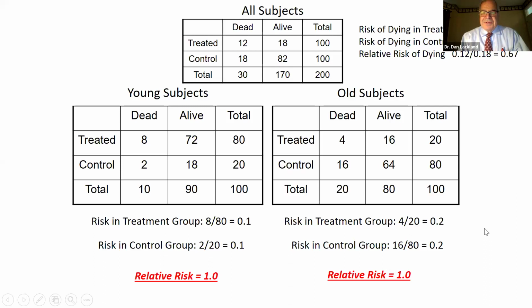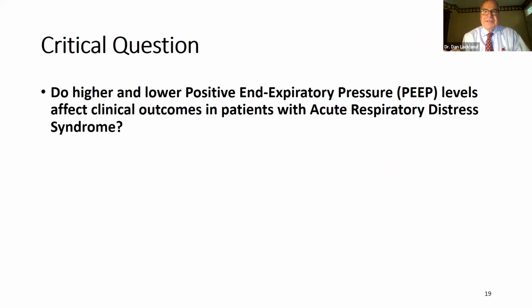Okay. Sounds good. So I think we see the importance, in this case, of looking at age. Let's do one more. The subject matter here is not the important piece. It's the consideration of age. And so here is a question: do higher and lower positive end-expiratory pressures, PEEP levels, affect clinical outcomes in patients with acute respiratory distress syndrome?